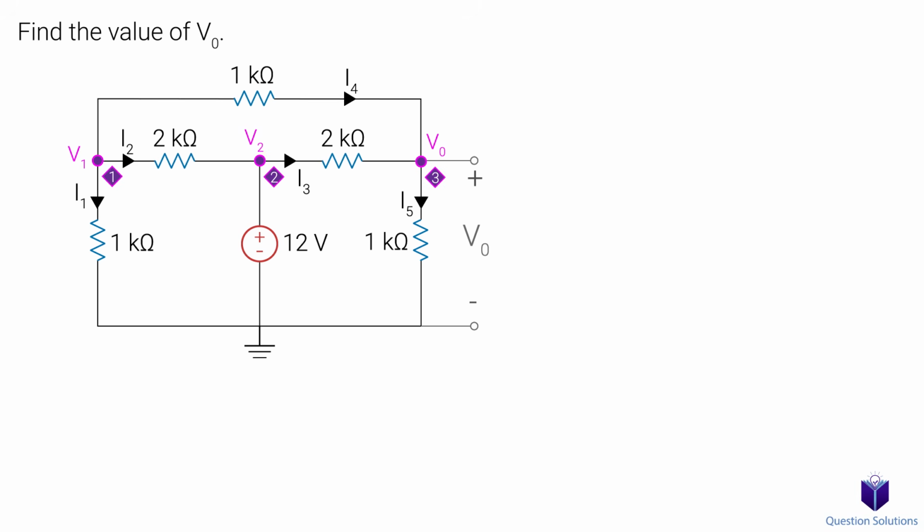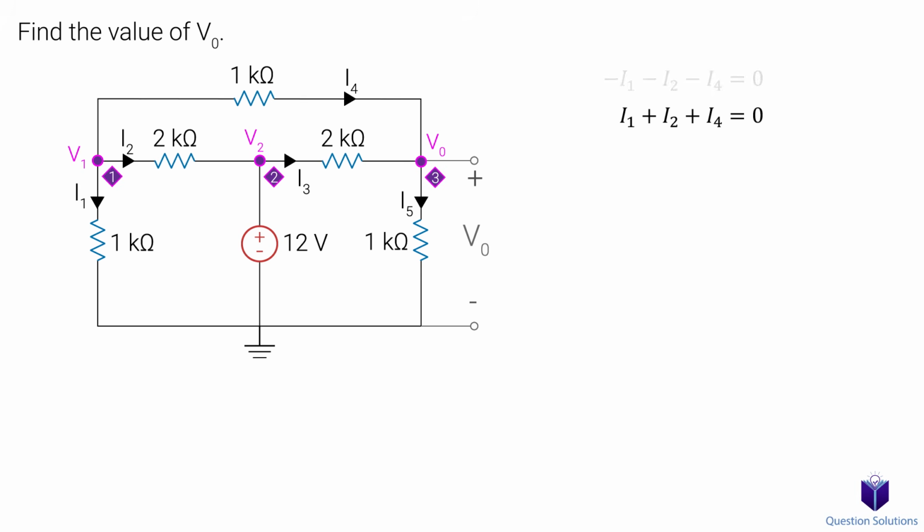Since node 3 will give us V0, I will label it V0. Let's start writing our KCL equations, starting with node 1. All of our currents, I1, I2, and I4 are leaving the node, so let's multiply our equation by -1 to get rid of our negatives.